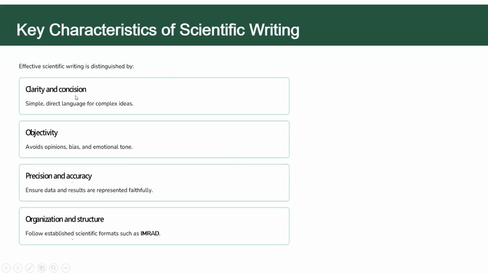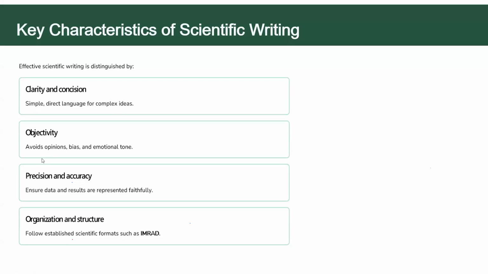Number one is clarity and concision. Your writing should use simple, direct language for complex ideas. Objectivity means it should avoid opinions. It should not be biased. You must present the data you have discovered during your research. You can't be biased.